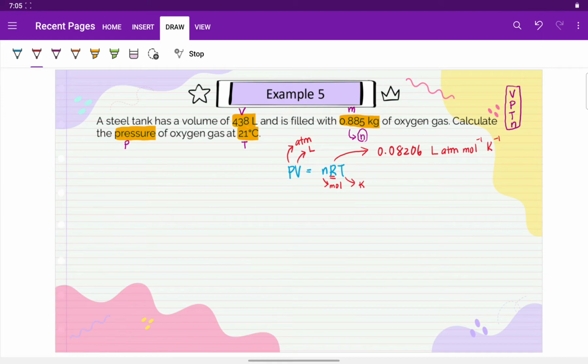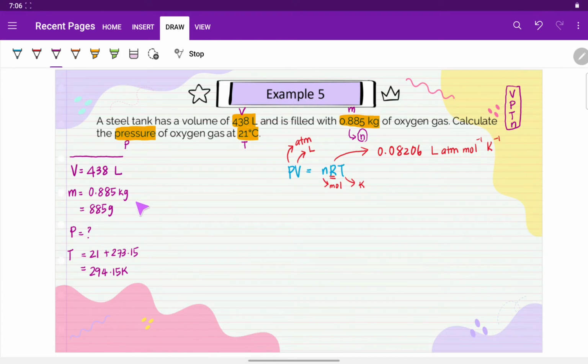Okay, so now once kita dah tahu apa yang kita nak buat dekat sini, jadi saya keluarkan balik kita punya information. So, these are the information that we have, dan kalau awak perasan, semua information ni adalah untuk oksigen gas, untuk satu jenis gas sahaja. Volume oksigen, mass oksigen, pressure oksigen, temperature untuk oksigen.